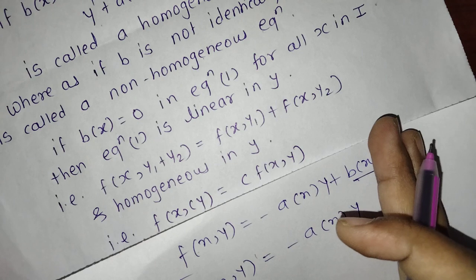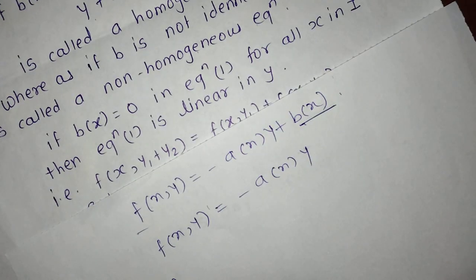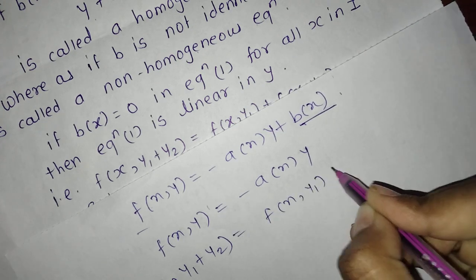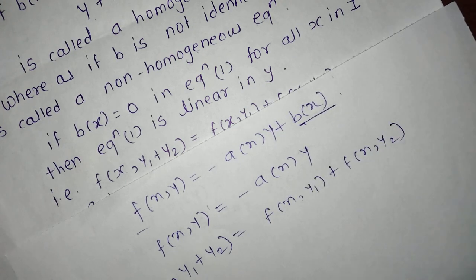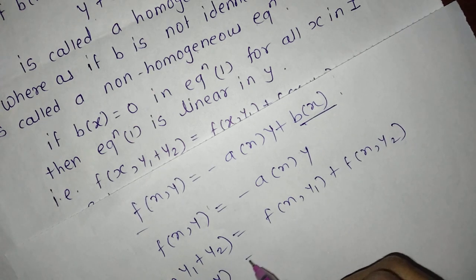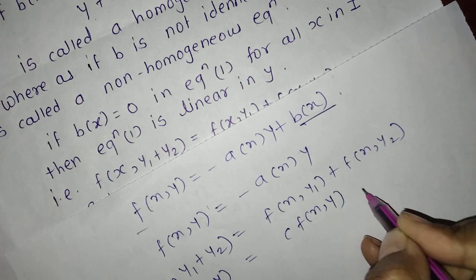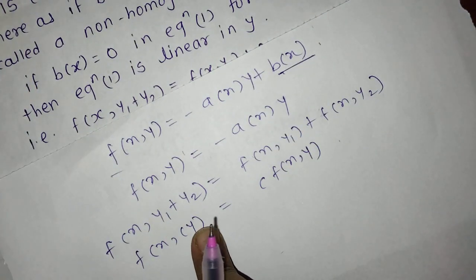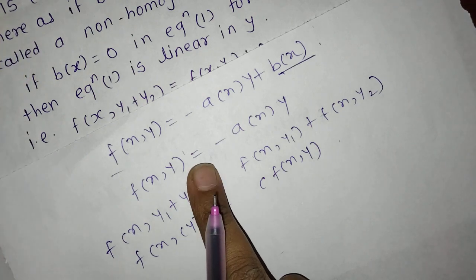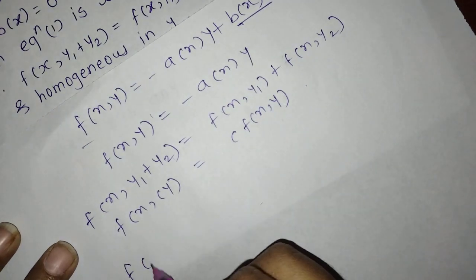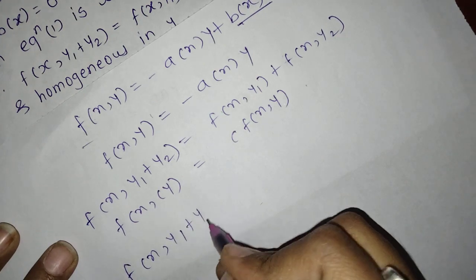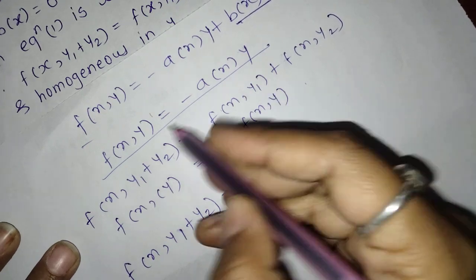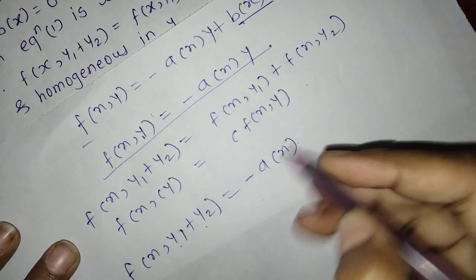For linear, we have known what is meant by linear. The definition of linear is that f(x, y1 + y2) = f(x,y1) + f(x,y2), and f(x,cy) = c f(x,y). When this function satisfies these two conditions, then we can say that this function is linear in y. First, take f(x, y1 + y2). This equation becomes -a(x) as it is, and y becomes y1 + y2.